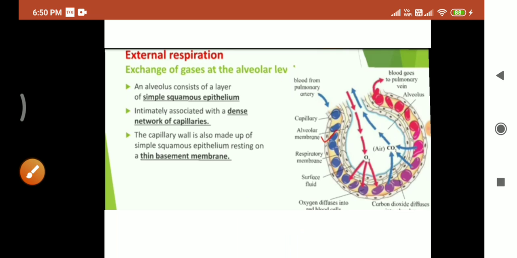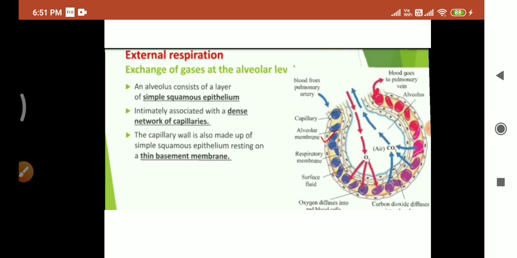Okay, so why is this network present? Because only here does gas exchange take place. With gas exchange, O2 goes into the blood, or diffuses into the blood, and then carbon dioxide comes back to the alveolus. So this is actually gas exchange, right?